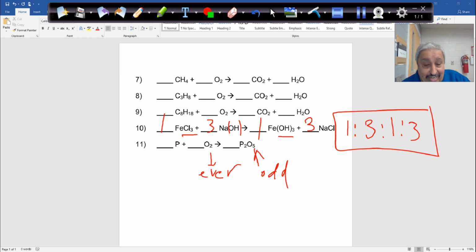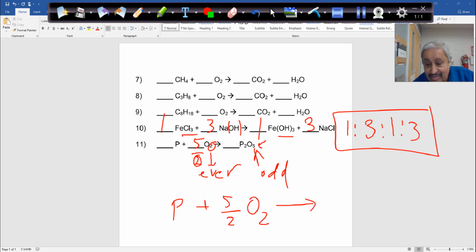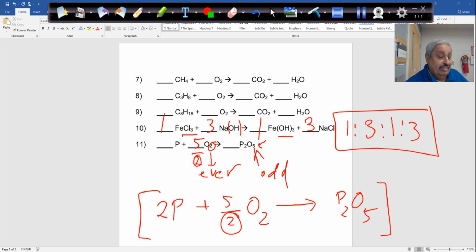So if I say this is the largest one, the largest always in the top, over 2. Because the 2 here has to cancel with the 2 here. 5 over 2. So P plus 5 over 2 O2, and this is P2O5. Correct? And here it is 2. I put 2 here. It is balanced, but nature does not support fractional atoms or molecules. So then I have to multiply the whole thing by what? By the value here. Correct?